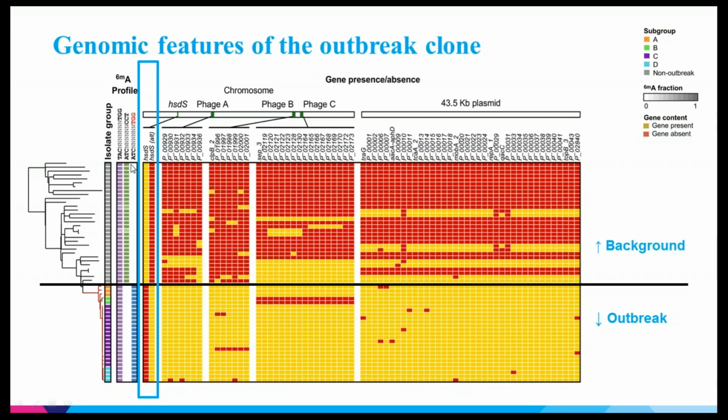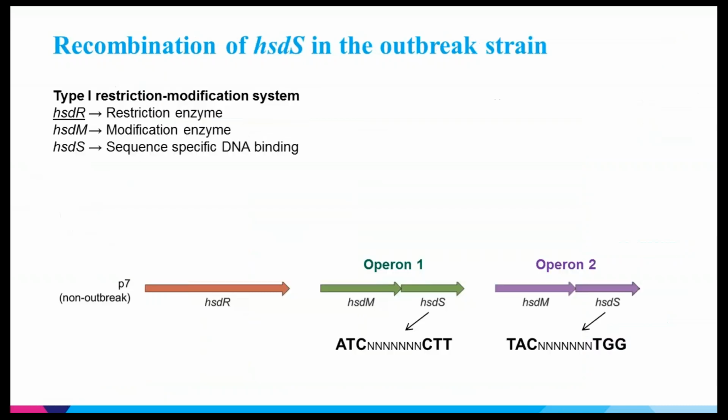But another thing that we noticed was that there was a change in the hsdS gene, which I've highlighted here on the left. And if you zoom into this locus, the hsdS gene is part of a type 1 restriction modification system that consists of 3 genes. So there is a restriction enzyme, which is shown here on the left. There is hsdM, which is the modification enzyme. And then there is hsdS, which is the DNA specificity component of the entire complex. So it determines what motif is bound.